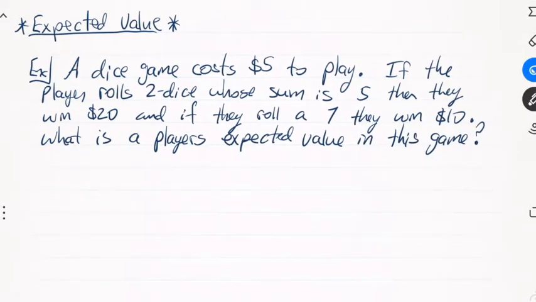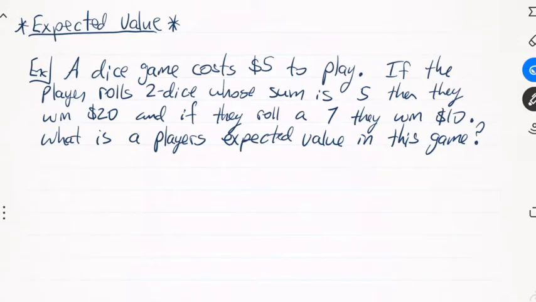So in this problem, I have created a game that costs a little bit of money to play, and it pays out for rolling 2 dice. For a sum of 5, they'll get $20. For a sum of 7, they'll win $10. All other rolls lose your $5.